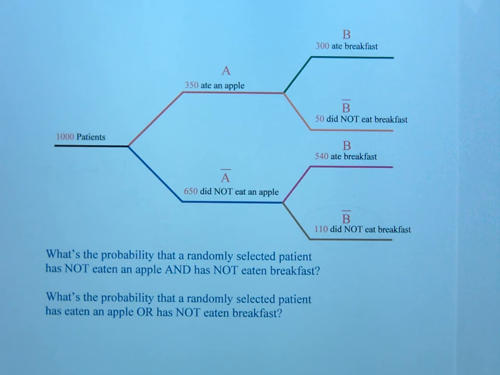We can also use this tree diagram to answer this second question. It says, what's the probability that a randomly selected patient has eaten an apple or has not eaten breakfast? So let's go ahead and write that symbolically.